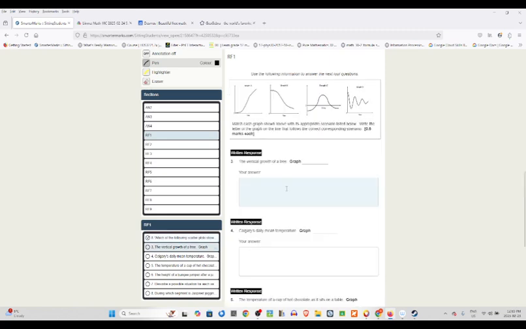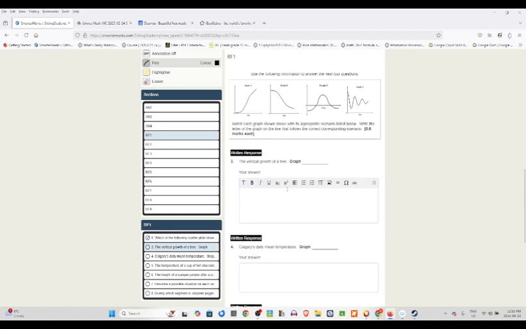Now 3, which of these fits it? Okay, so the vertical growth of a tree, well, trees are going to grow incrementally over time and keep going up. So A is the one that's always increasing.